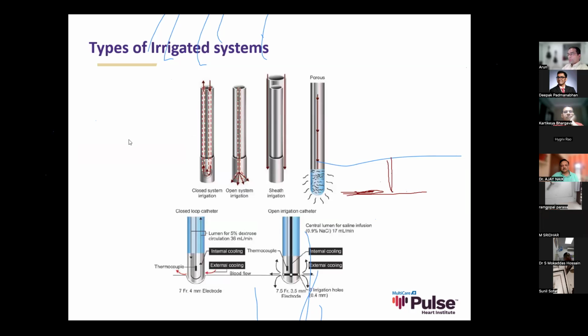There were two different types of irrigated systems that were created. One is the closed loop irrigation system, where there is a coolant that goes through the catheter and comes back to the generator. And then there is the open irrigation system, where you have saline or half normal saline or whatever be the case, a coolant that is coming out of the catheter and cooling the tip interface. Closed loop catheters quickly fell out of favor, but irrigated catheters are the most used right now.